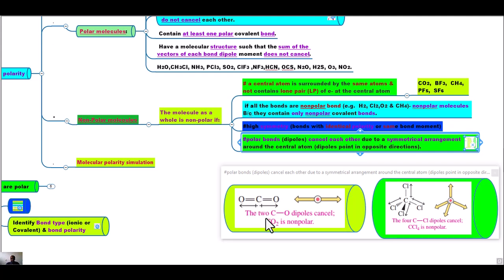There is a symmetrical arrangement of the bonds. This is partial positive and this is partial negative, partial positive and partial negative. So the two carbon-oxygen dipoles cancel each other and then carbon dioxide becomes a non-polar molecule. Similarly for carbon tetrachloride, these four carbon-chlorine bond dipoles cancel each other, so the molecule as a whole becomes non-polar.